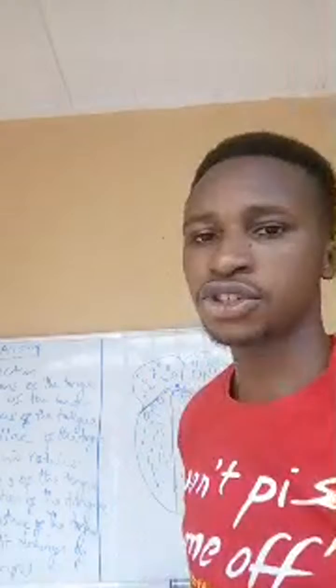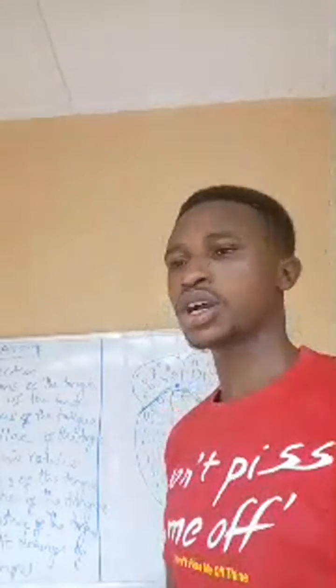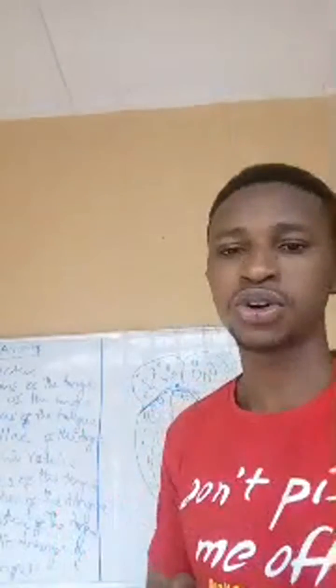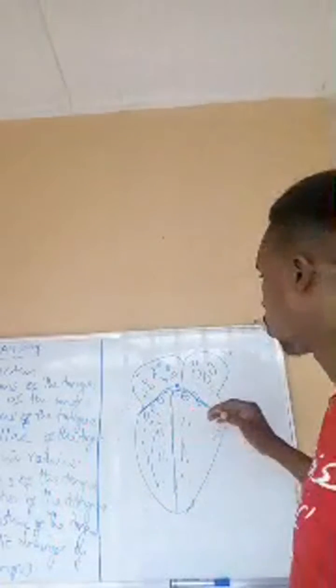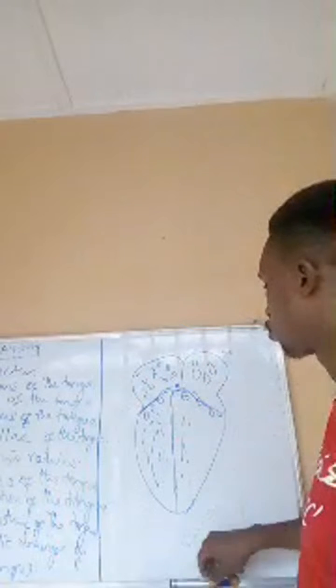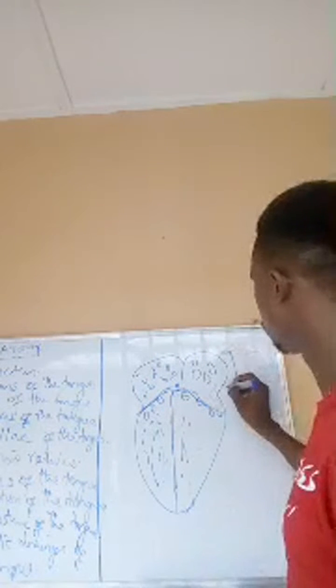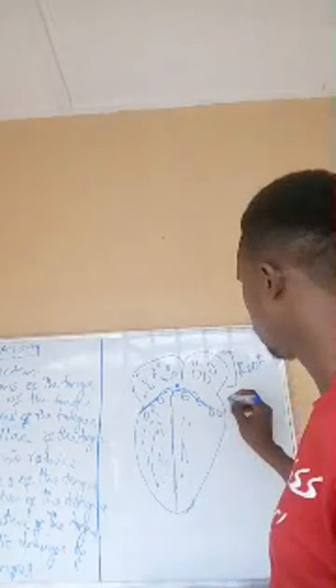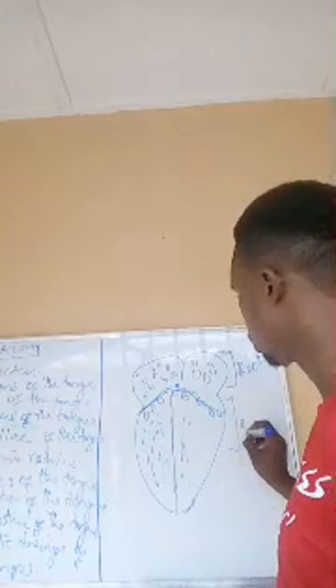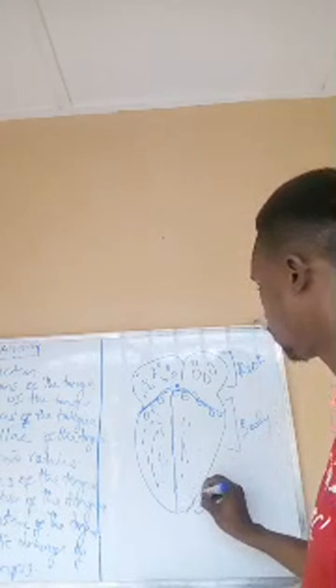So since we've seen the functions of the tongue, the next thing we need to talk about is the parts of the tongue. How many parts does the tongue have? The tongue has 3 parts specifically. If you look at the diagram on the board, you can observe that this aspect here is called the root of the tongue. This other aspect here is called the body, and this aspect is called the tip.